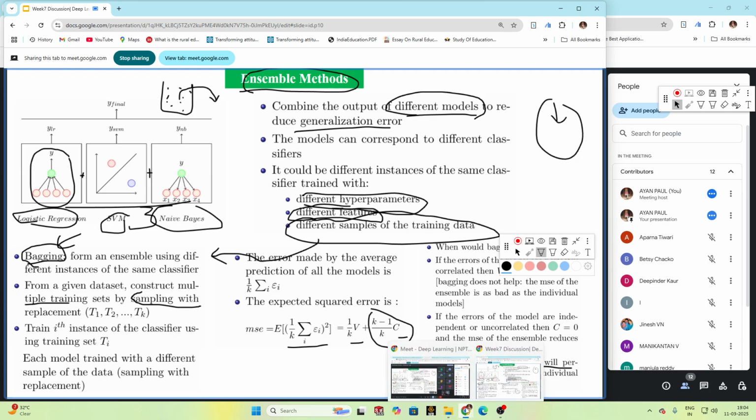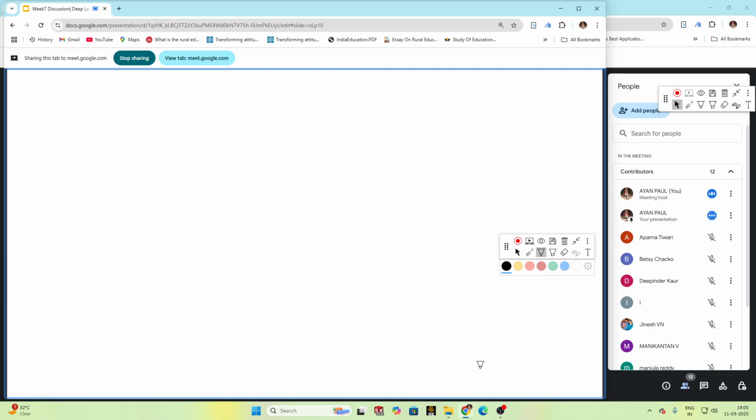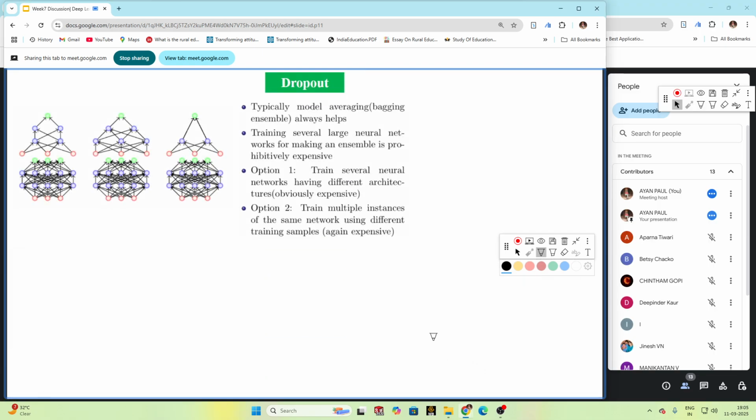Okay, let's move on to the next thing, and this is the last thing, that is dropout. The problem with the ensemble model is that if we train several networks, it is computationally expensive. If we train several neural networks having different architectures, obviously it will be expensive. Second, if we train multiple instances of the same network using different samples of the training data, that is also expensive, because we are adding different models to our calculation. So it will take more compute. That is the limitation of the ensemble method.